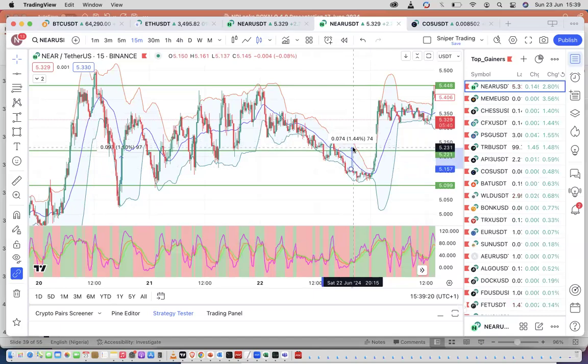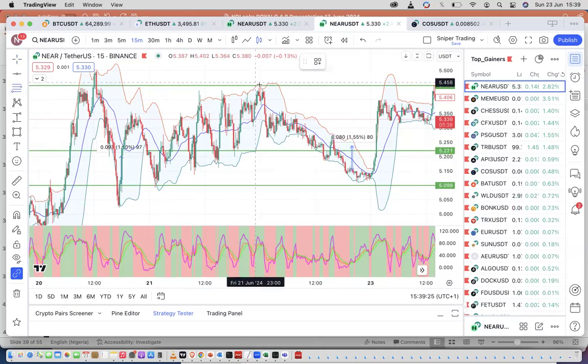And it could have taken 1.5. But what did we do? We just went to our Fibonacci retracement tool, clicked on the top, and dragged it to the bottom.